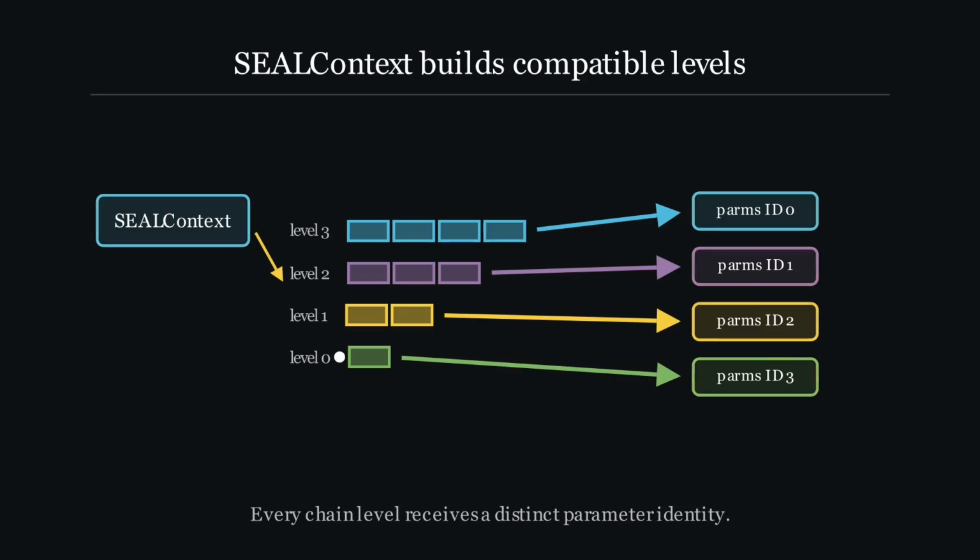It connects plaintexts and ciphertexts to exact context data. Objects at different parameter identifiers cannot simply be combined because their coefficient moduli differ. The context therefore supplies both precomputation and the compatibility map used by encryptor, evaluator, decryptor, and serialized objects.